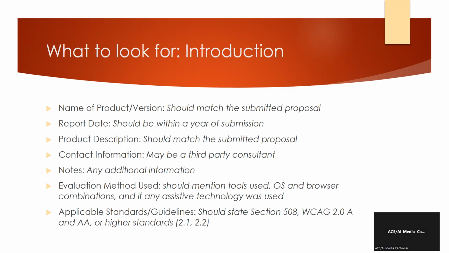Now the product description should explain the basics of the product. Again, it should match the submitted proposal. In most cases, I've seen essentially a copy of the original procurement bid, having the detailed description of the product, and then just copy-pasted into the report. In some cases, it's also just the name or something. But as long as that's matching what you're purchasing, that's really all that matters.